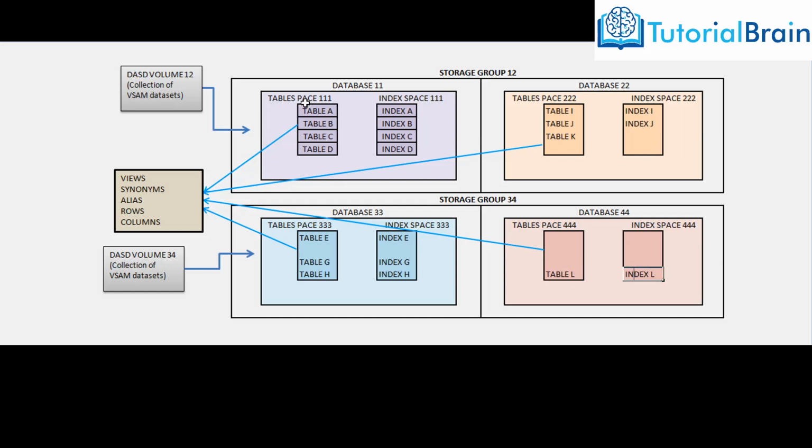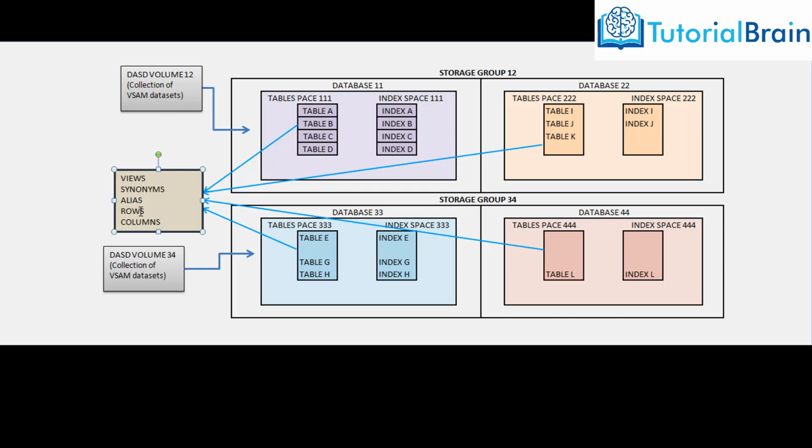Now in this table space, once we have created tables, based on this table you can create a view, you can create a synonym, or you can create an alias. And this table is divided into rows and columns. We will see what is a row and what is a column once we create a table as well.